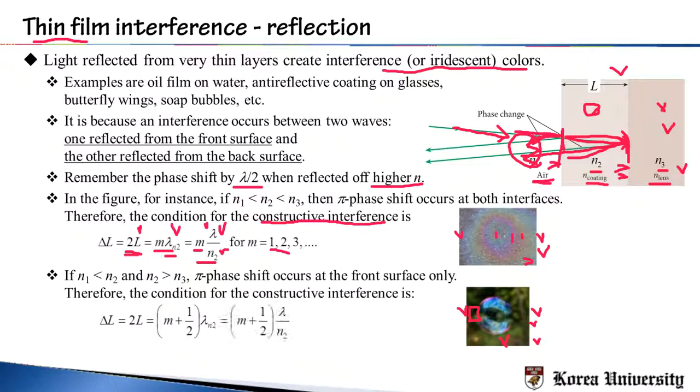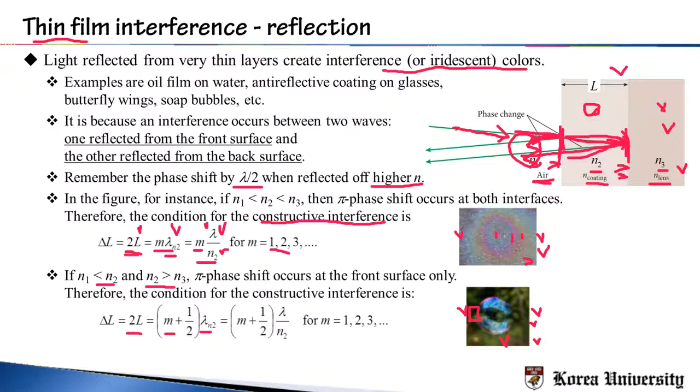Now in this case N2 is larger than N1, and it is also larger than N3. So in this case the pi shift will occur only on the outer surface, and there will be no pi shift inside. So therefore when you consider only the path difference, which is 2L, and if it matches the integer multiple of the wavelengths, then it will have a pi shift. So therefore there will actually be destructive interference.